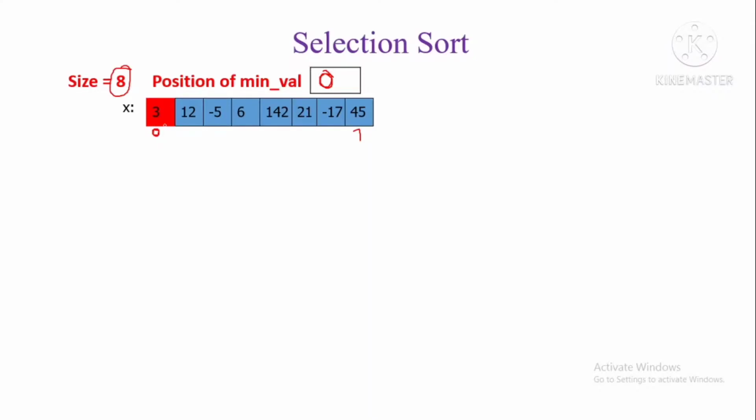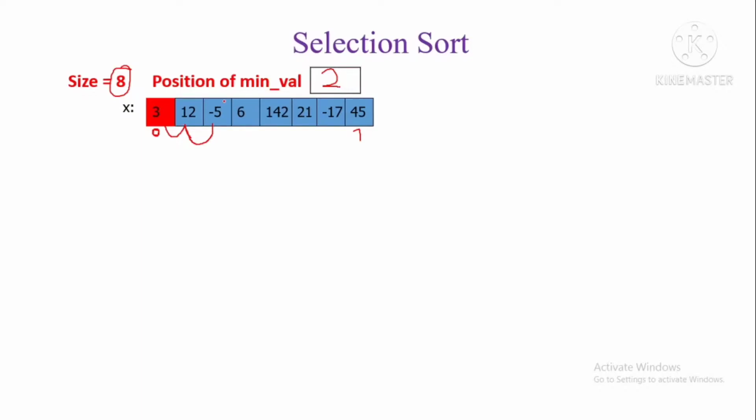Next, we are going to compare this 0th element with 12. 12 is the larger one, so we do not need to make any change, and again we compare this 0th element, that is 3, with -5. Now, -5 is lesser than 3. So what we are simply going to do is change this position. Initially the position was 0, now we change it to 2. The position of my minimal element is 2 now.